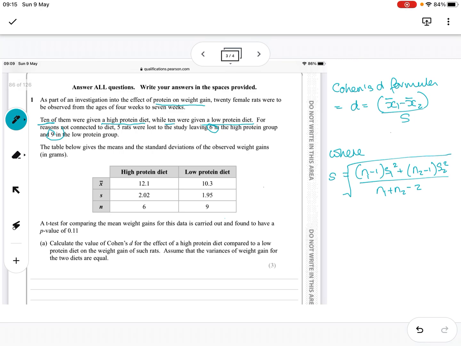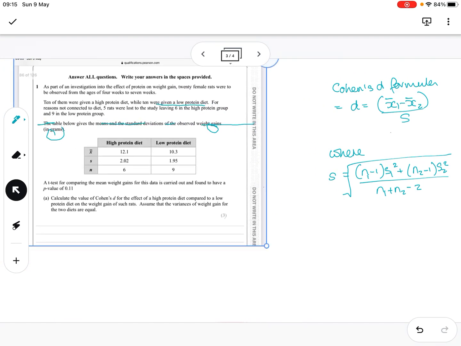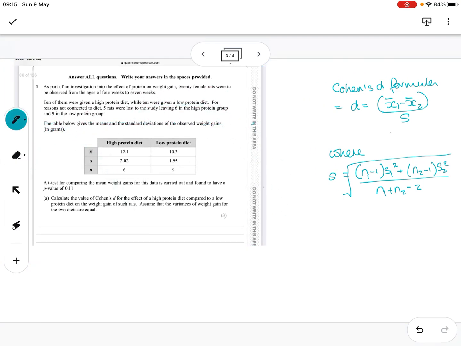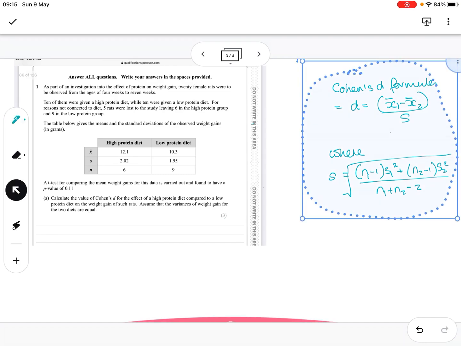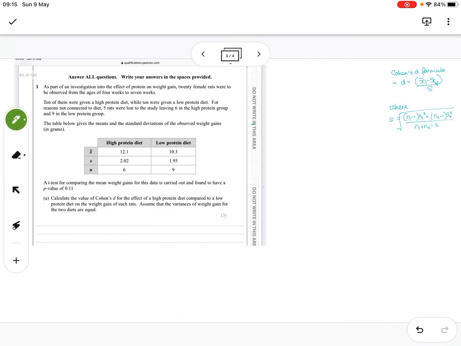Okay, so if that's what we've got, then we need to fill in the data. Okay, so I'm just going to make this a little bit smaller, so I've got a bit of space. I'm going to move that as well. Okay, so let's do the calculation. So the Cohen's d is x1, so I'll do 12.1 minus 10.3 all over, and then the pooled s I'm going to do here.